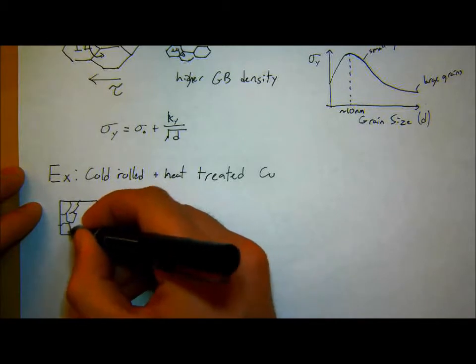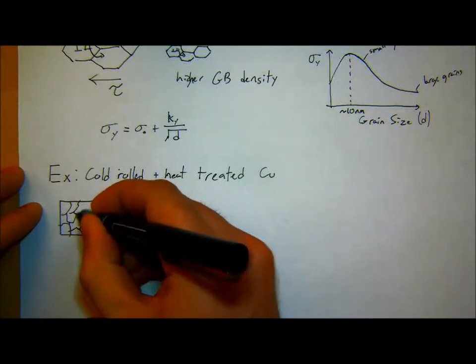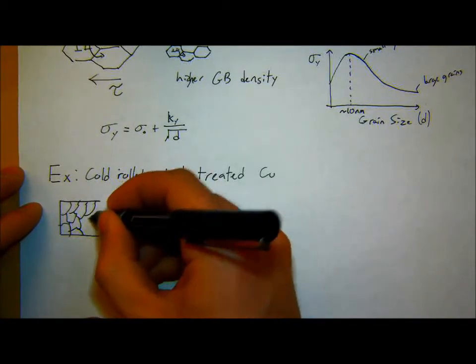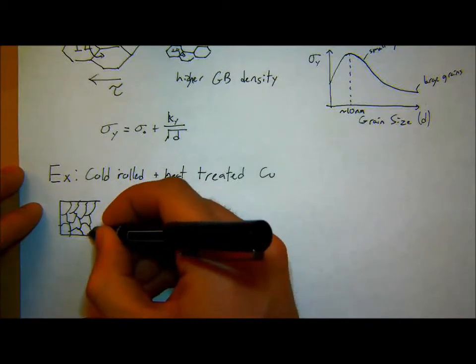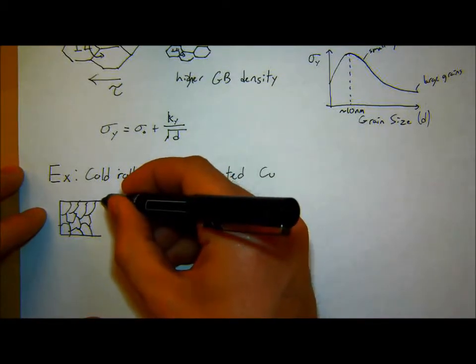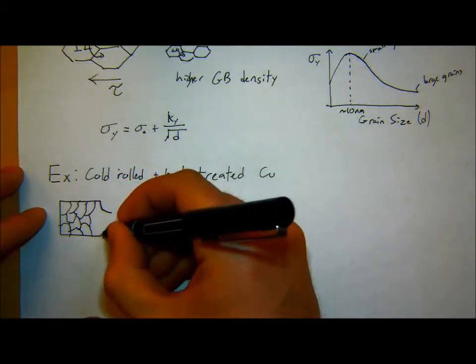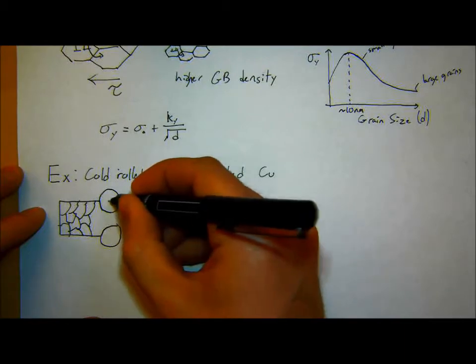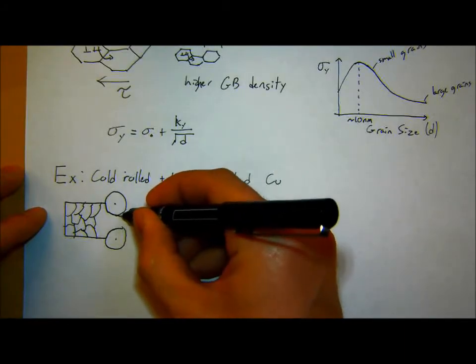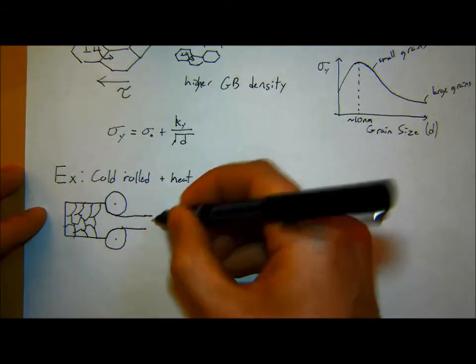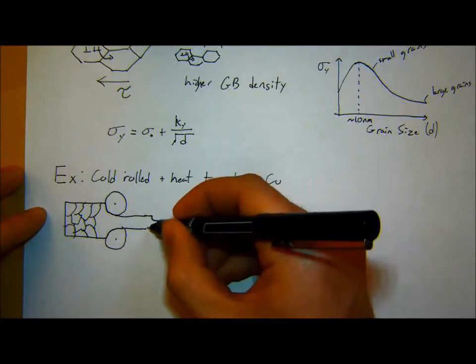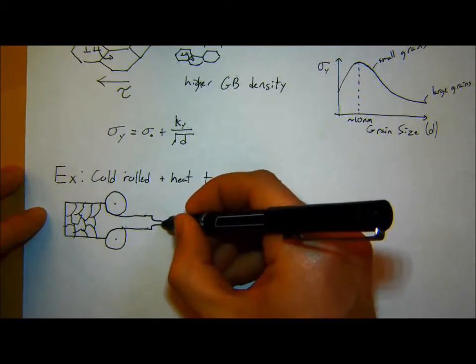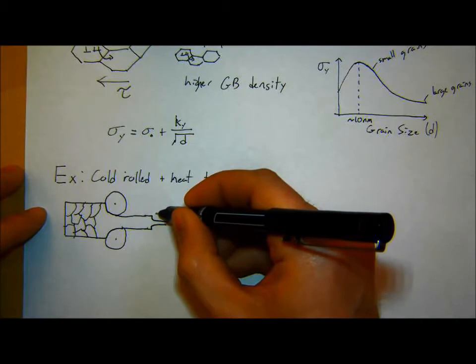Let's draw some grain boundaries in here. And you shrink it down in size, normally using these big, old rollers. And you do that again, and you shrink it down even further, to the point where it's very, very small.